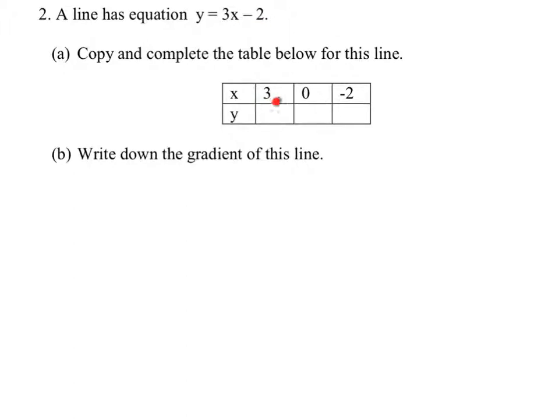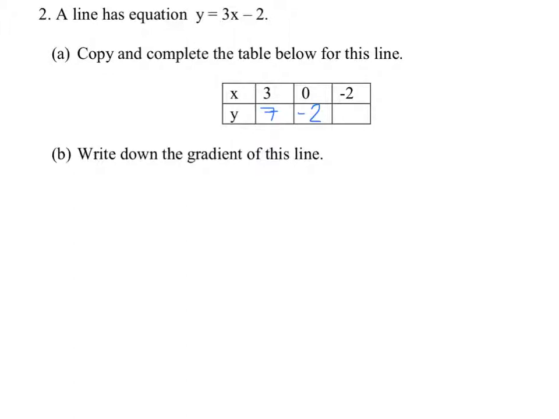So the first x value is 3, so multiplying that by 3, 3 3s are 9, then subtract 2 gives us 7, so our first value is 7. Our second x value is 0, so multiplying that by 3, 3 times 0 is 0, and 0 take away 2 is negative 2.